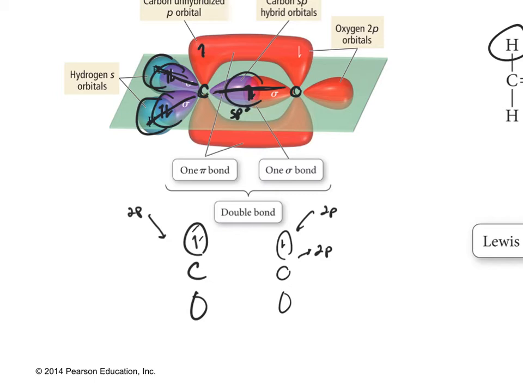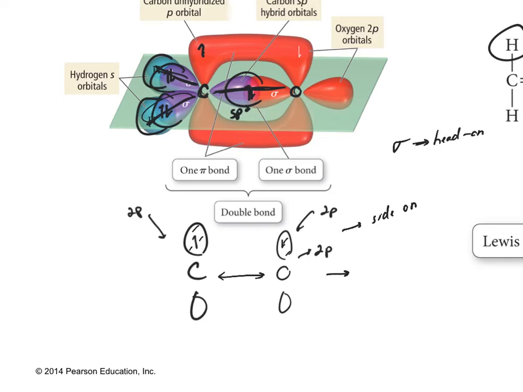But the big thing to note here is that these are not going to overlap in the way we saw with our sigma bonds. Instead, when these come together, they're going to result in what we call a side-on orbital overlap, as opposed to sigma, which we call head-on orbital overlap, like two cars colliding head-on.